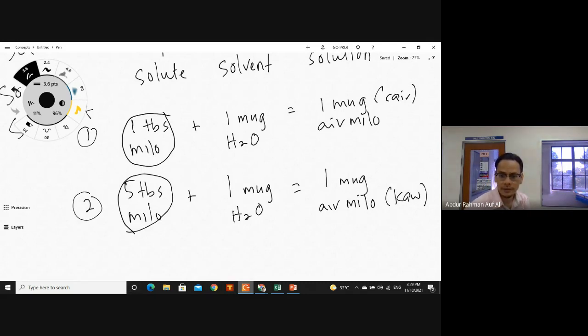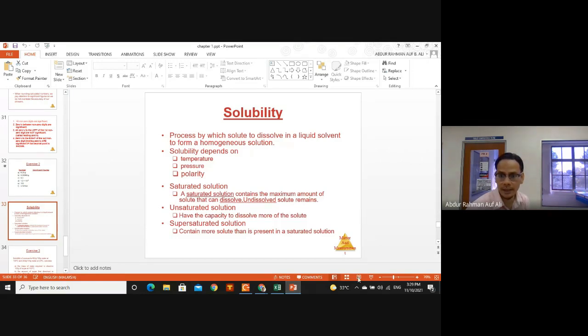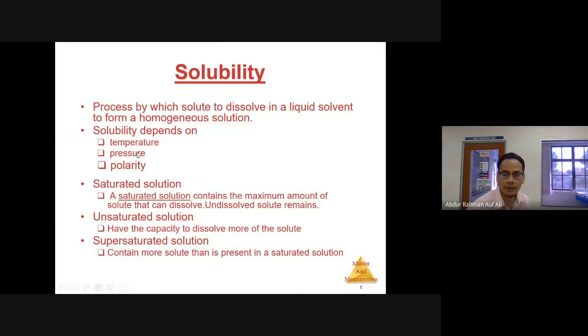Okay? So that's why dalam this slide, ada banyak faktor yang mempengaruhi solubility. Okay, so in this slide dia cakap solubility depends on temperature, pressure and juga polarity. These are the factors that affects solubility. For example, if you prepare air Milo menggunakan air yang mendidih, boiling hot water dengan air yang sejuk. Okay, mana satu yang lebih mudah serbuk Milo tu larut? Of course, kalau kamu pernah prepare air Milo, air panas is the better solvent.